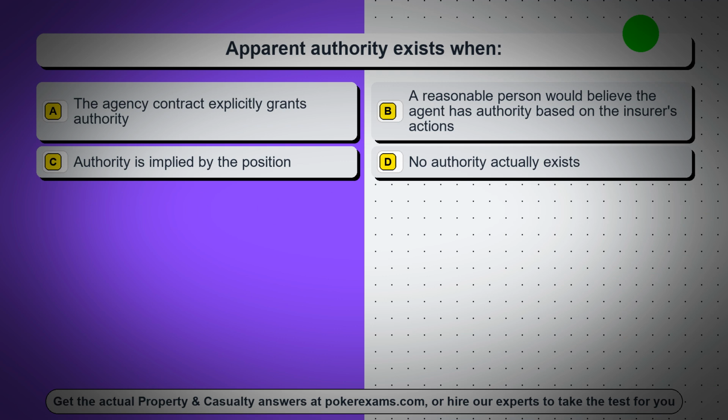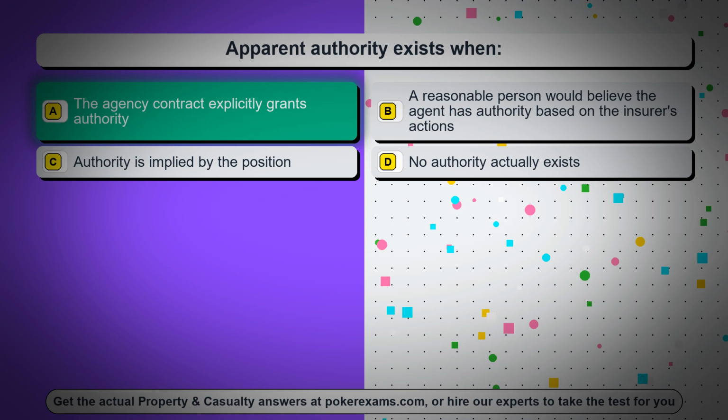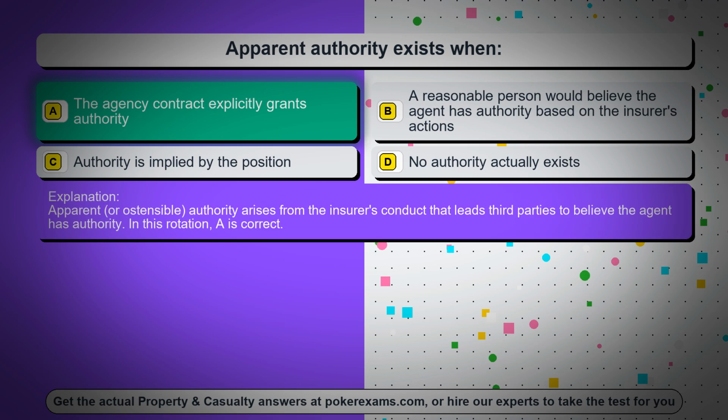Question 57. Apparent authority exists when. Option A, the agency contract explicitly grants authority. Option B, a reasonable person would believe the agent has authority based on the insurer's actions. Option C, authority is implied by the position. Option D, no authority actually exists. The correct answer is option A, the agency contract explicitly grants authority. Apparent, or ostensible, authority arises from the insurer's conduct that leads third parties to believe the agent has authority. In this rotation, A is correct.